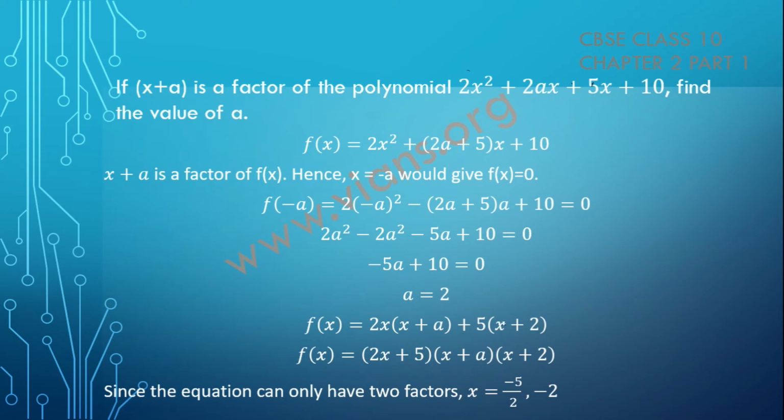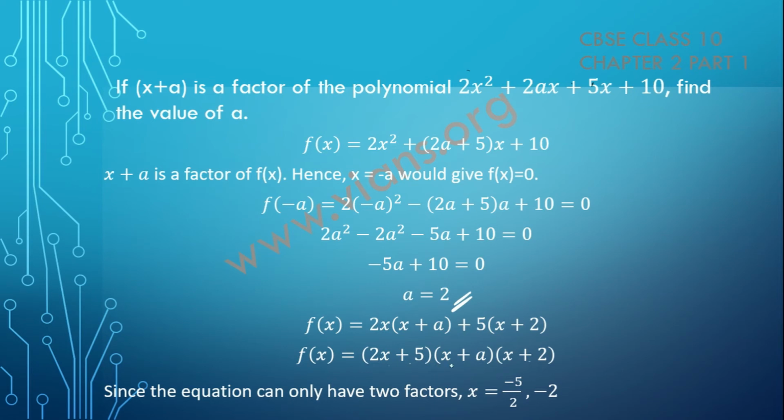What we have done additionally over here is we have gone ahead and tried solving it another way. We have taken 2x common from 2x squared plus 2ax, so you get 2x into (x plus a) plus 5 into (x plus 2), and then we've said (2x plus 5), brought that together, and then we've taken (x plus a) into (x plus 2). We know that this is a quadratic equation and it can have only two values or two zeros. So x is equal to minus 5 by 2.